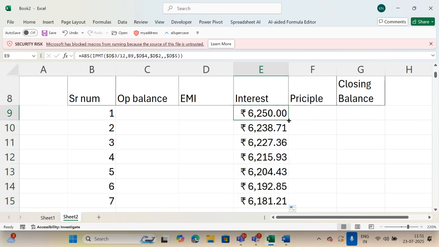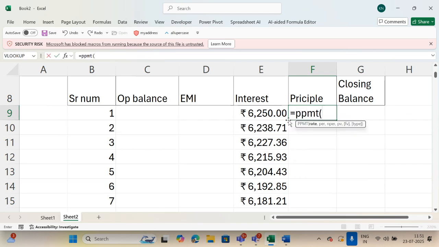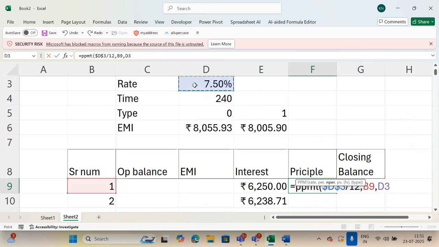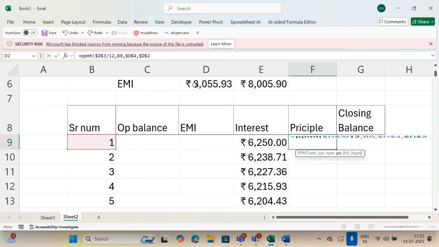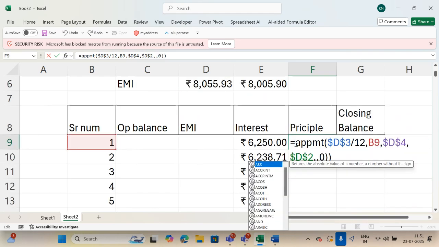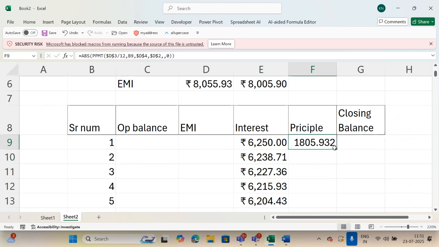Right? Now, same thing, I'm going to calculate the principal, which is equal to PPMT. Again, the first argument is the rate, this one, divided by 12. Why divide by 12? Because this is the annual rate, and this is the per, meaning the period, for which you want to calculate the principal. Comma. This is also fixed. Then comma. PV is also fixed. Then comma, comma, 0. And I'm putting the ABS here also. Now please check whether the principal is the same or not.